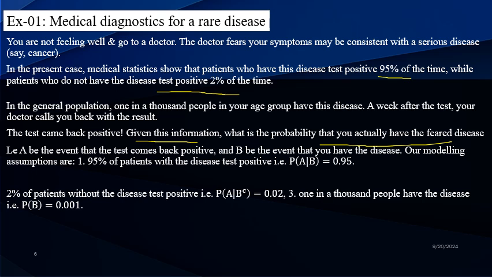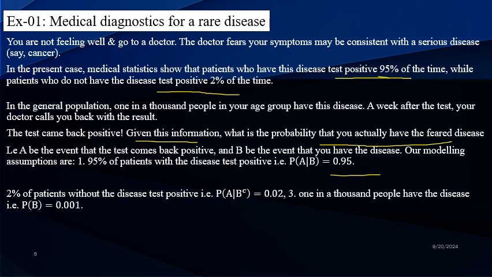So our modeling assumption, the first assumption, you can borrow from this statement: 90% of people with the disease test positive. That means probability of A given B is 0.95. A is what? The test positive. Simply you can say the test positive. And B is what? Having the disease.